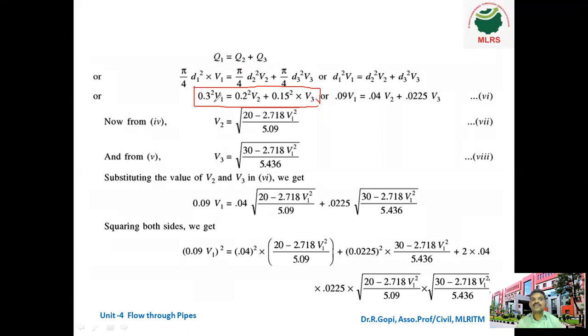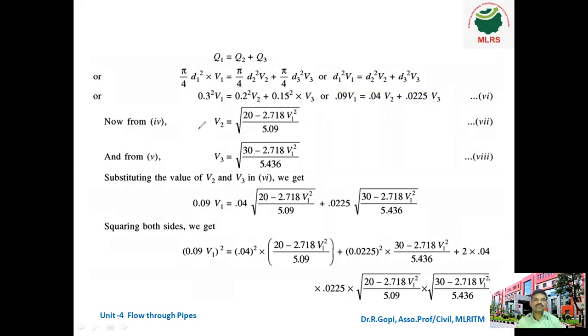What is 0.3 square? It is 0.09. What is 0.2 square? It is 0.04. What is 0.15 square? It is 0.0225. I have just simplified.